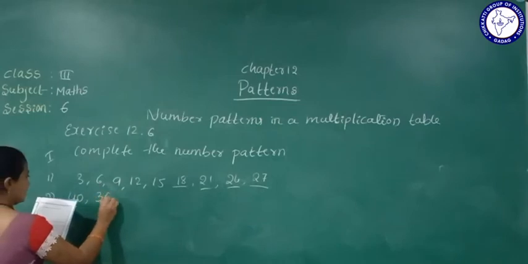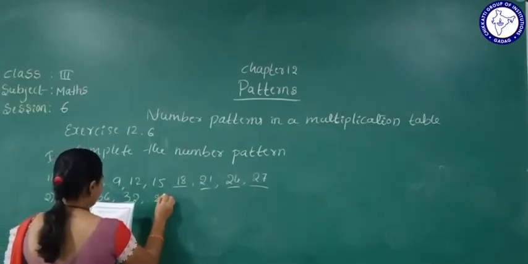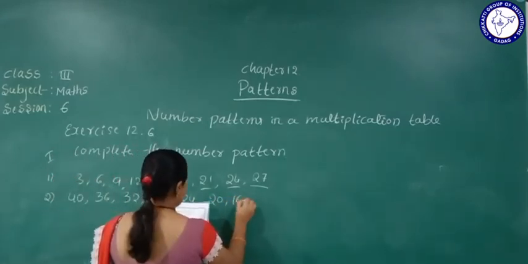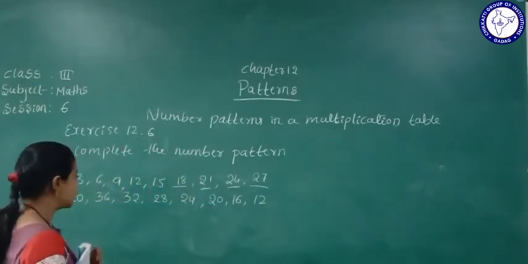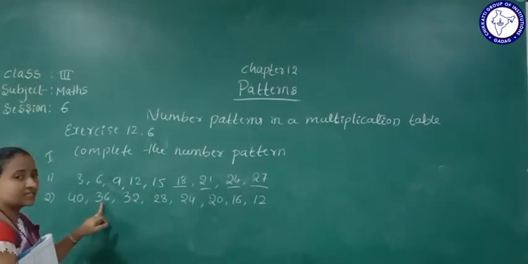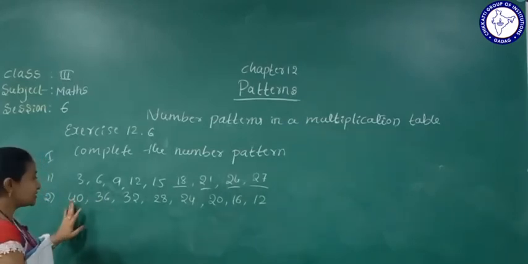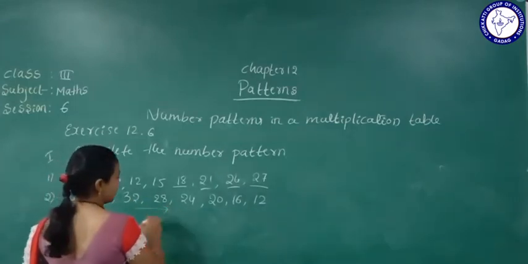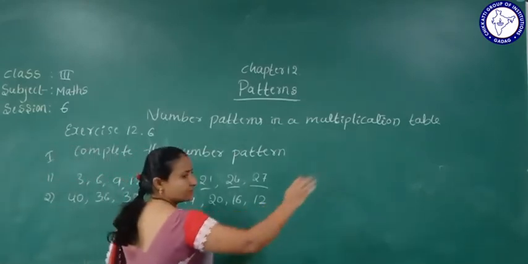40, 36, 32, then 28, 24, 20, 16, 12. Yes, so here we can find the table. Which table is this? See, which table is it? 40, 36. 4 ones are 4, 4 nines are 36, 4 tens are 40. Yes, so it comes here in the backward direction. Yes, 4 ones are 4 continuously, we will write.